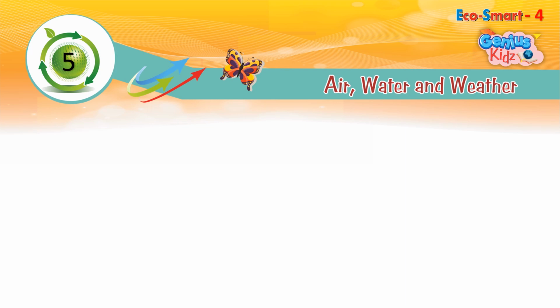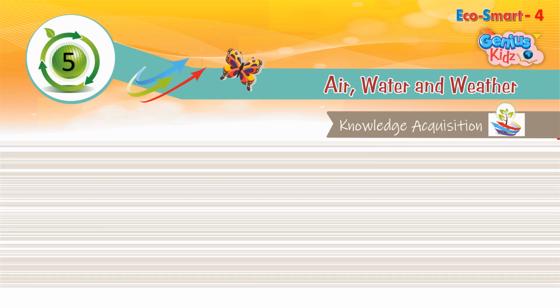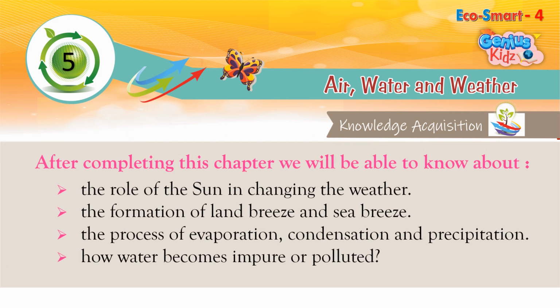Lesson 5: Air, Water and Weather. Knowledge acquisition. After completing this chapter, we will be able to know about the role of the sun in changing the weather, the formation of land breeze and sea breeze, the process of evaporation, condensation and precipitation, how water becomes impure or polluted.